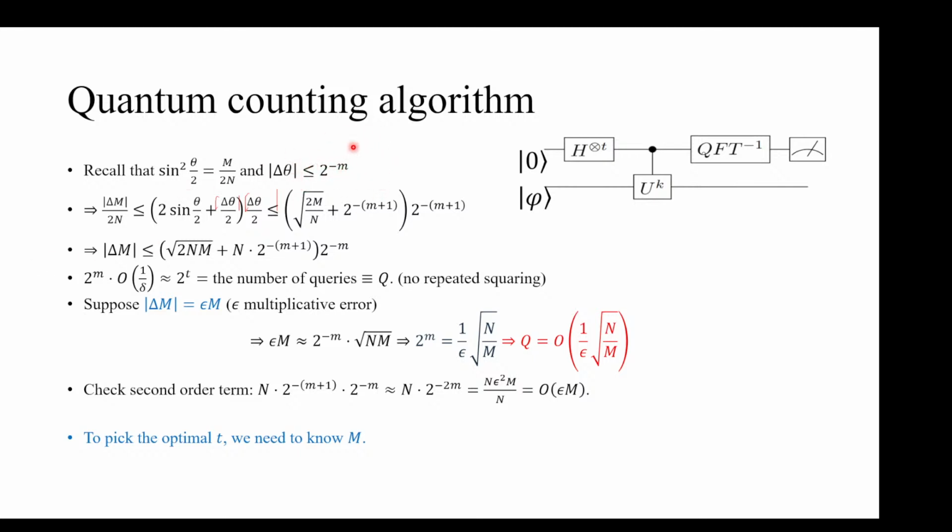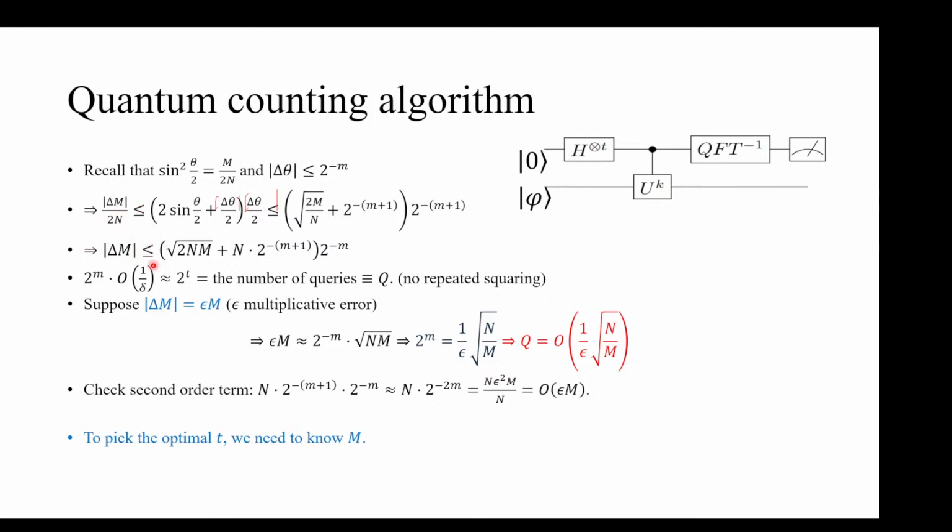And then for delta theta, we can now bound it for small n. We know delta theta is less than 2 to the minus n, so delta theta over 2 is just less than 2 to the minus n plus 1. Then the absolute value of delta n over 2n is less than this competitive formula. Then we multiply 2n by both sides. Finally, we get our bound on delta m.